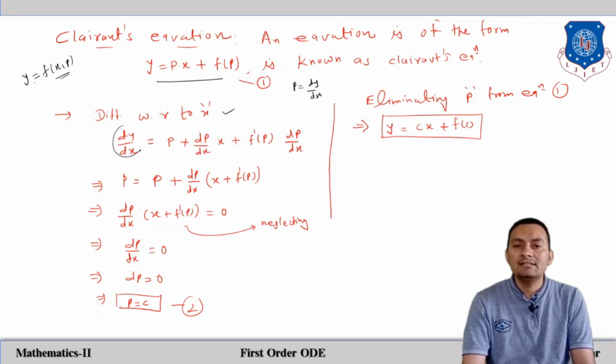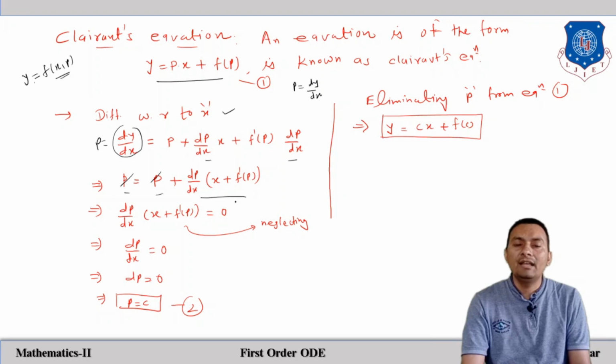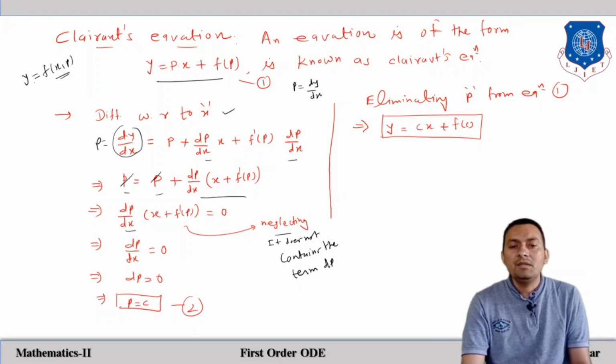Now dy by dx is nothing but p, so I have written it over here, and dp by dx is common, so we will have x plus f dash p. So p is going to be cancelled out. But these are two factors: dp by dx, and second, x plus f dash p is equal to 0. We neglect the second factor because it doesn't contain dp by dx, and in that case we will get the singular solution.